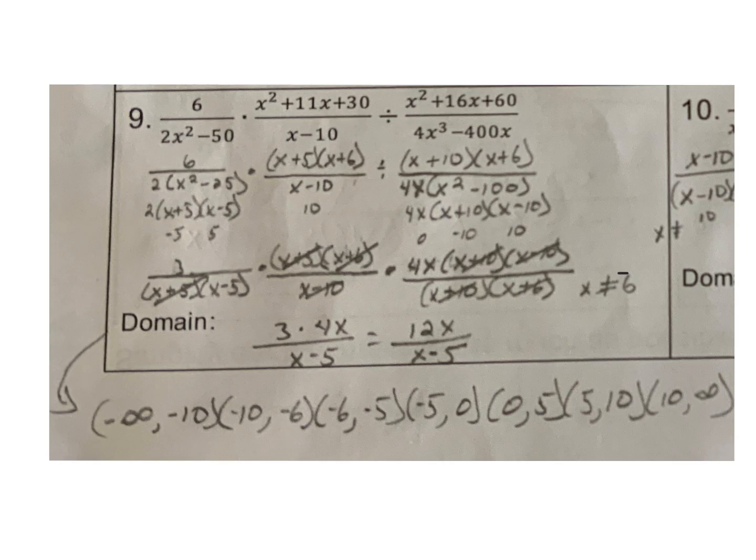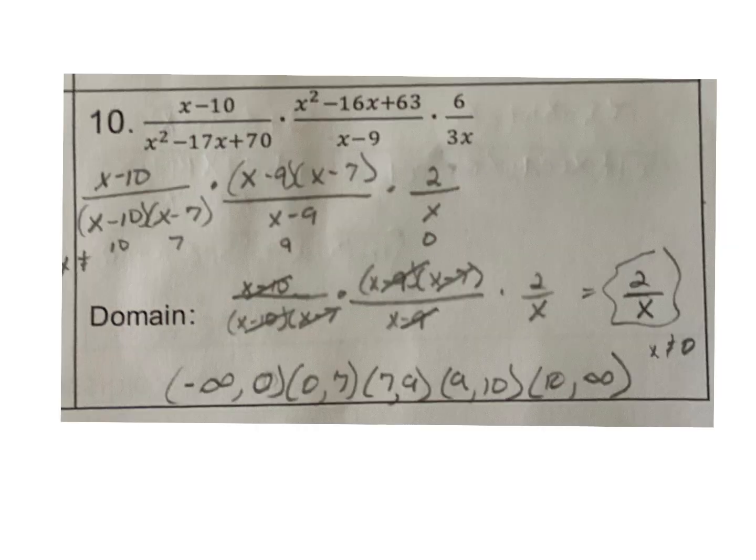All right, now let's take a look at number 10. So number 10, this is all multiplication. The first thing I'm going to do is start factoring all of my expressions and then simplifying. So this first one, the numerator is x minus 10, but the denominator gets factored into x minus 10, x minus 7 times, and then this numerator becomes x minus 9 times x minus 7, all over x minus 9, and then times. I simplified 6 over 3x to 2 over x, because 6 divided by 3 is 2.